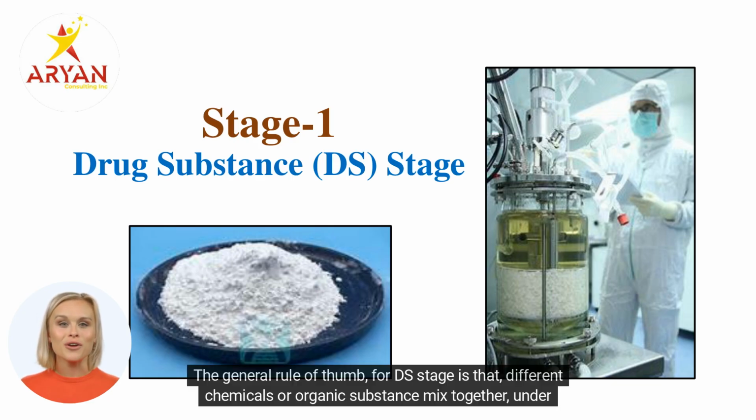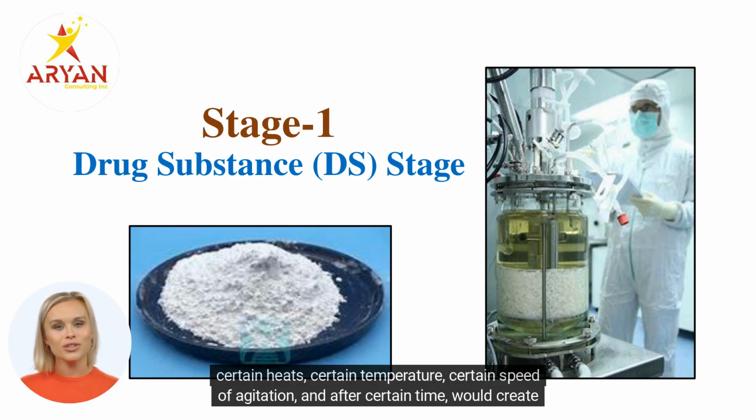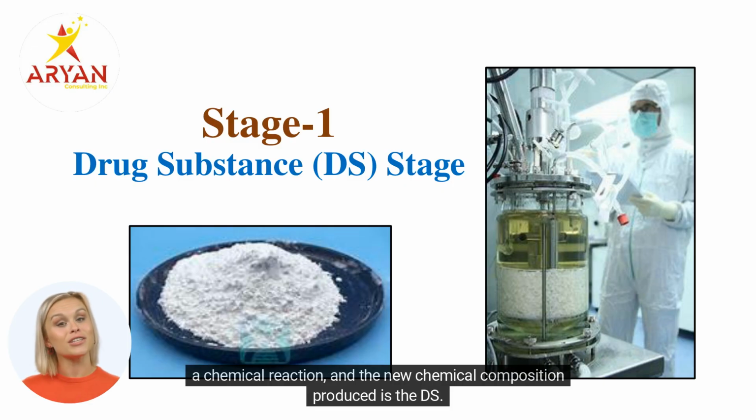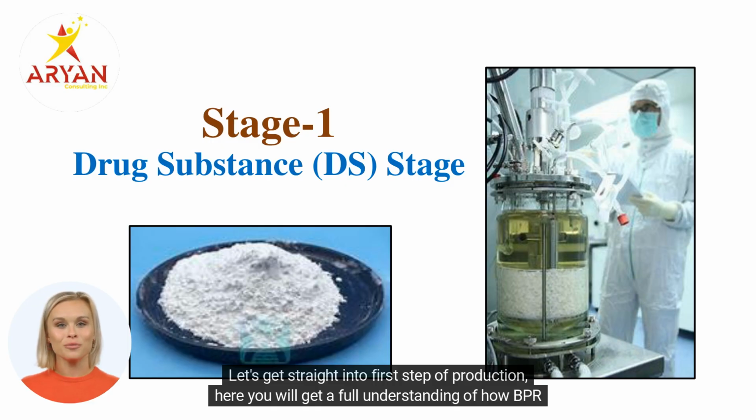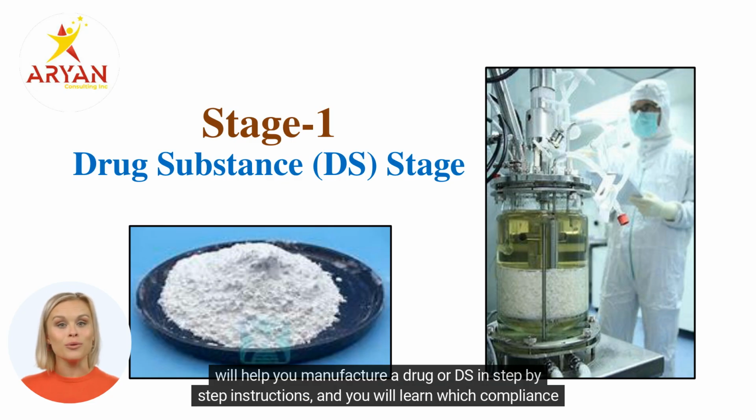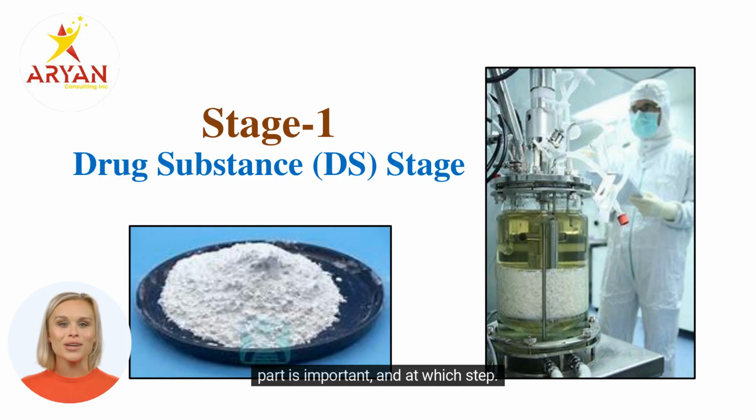The general rule of thumb for the DS stage is that different chemicals or organic substances mixed together under certain temperature, certain speed of agitation, and after a certain time would create a chemical reaction, and the new chemical composition produced is the DS. Let's get straight into the first step of production. Here you will get a full understanding of how the BPR will help you manufacture a drug or DS in step-by-step instructions, and you will learn which compliance part is important and at which step.